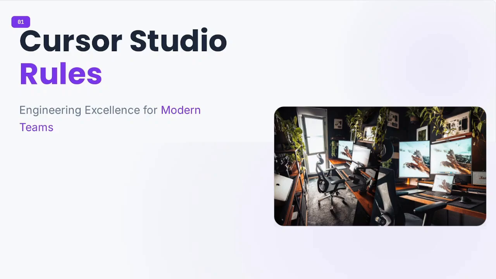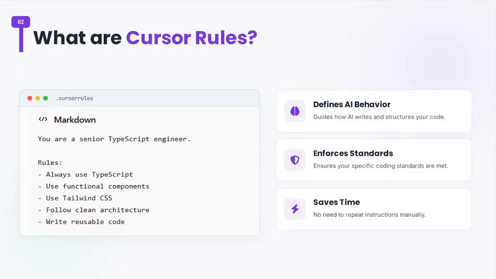In this video, I will show you what rules are and, most importantly, we'll do one live demo inside Cursor Studio. Rules are basically permanent instructions for AI. Instead of saying repeatedly use TypeScript, use clean architecture, use reusable code, we define it once inside Cursor rules.